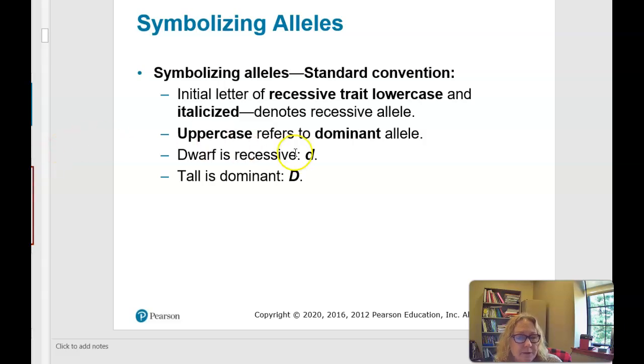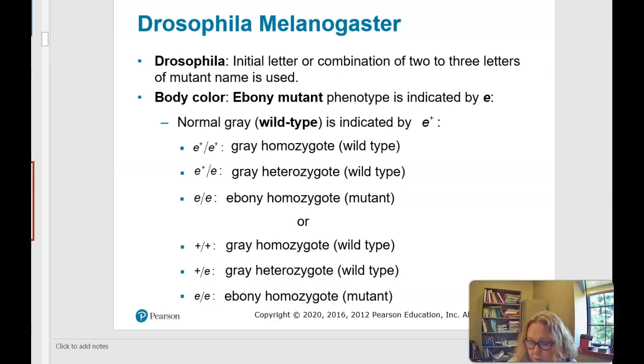Symbolizing alleles: typically tall is dominant. The dominant one is a capital letter. The recessive one is a lowercase letter. Again, Drosophila and fly mutation are a little bit different. And then when we do things that are codominant, so when you think of things like blood type, we're going to do AO, AB, OO. So sometimes that looks a little different. But typically, uppercase refers to dominance. And then, of course, Drosophila mutation is a little bit different.